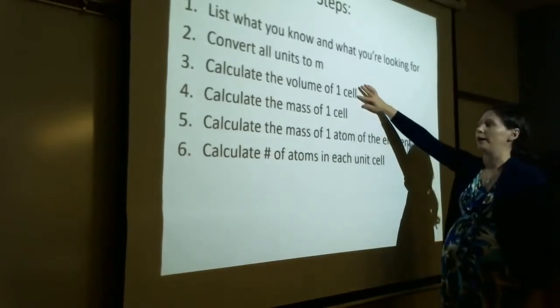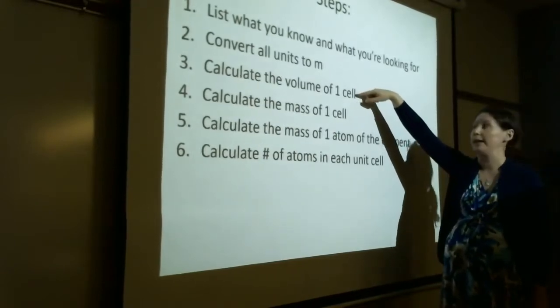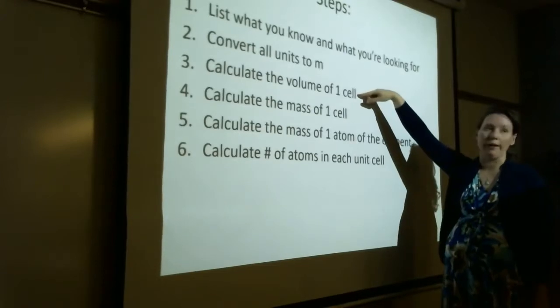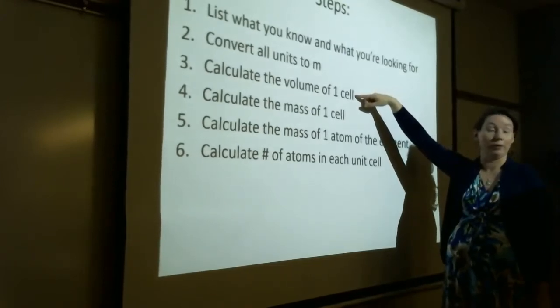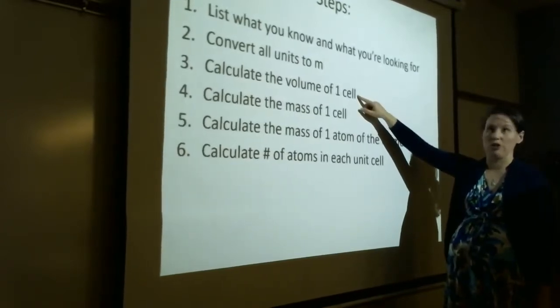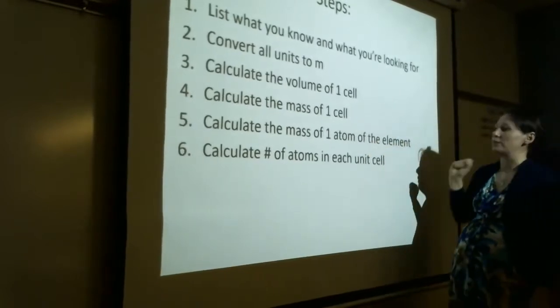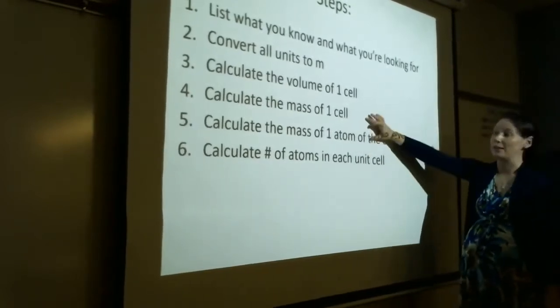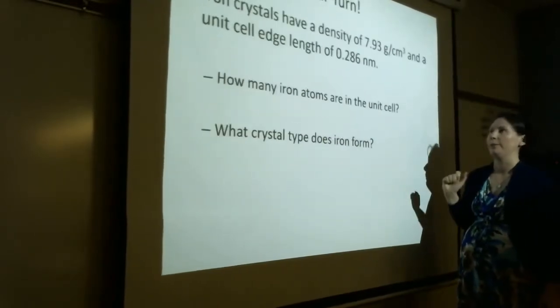You're going to calculate the volume of 1 cell. Now, we learned this yesterday, or I should say on Monday. If this is a cube, what's the volume of a cube? Length times width times height, right? So that would just be edge length times edge length times edge length. Calculate the mass of 1 cell, calculate the mass of 1 atom, and then divide these 2 to get the number of atoms in 1 cell.